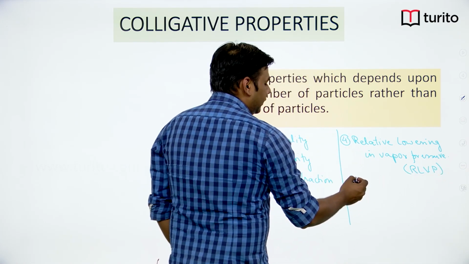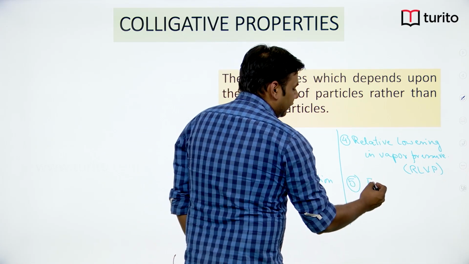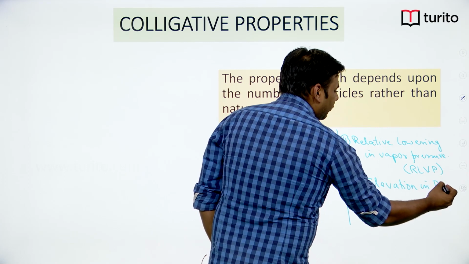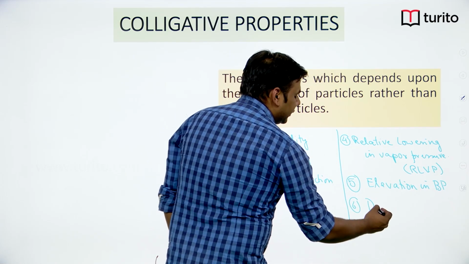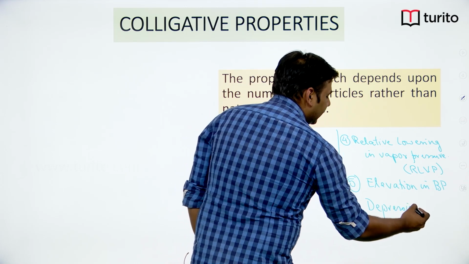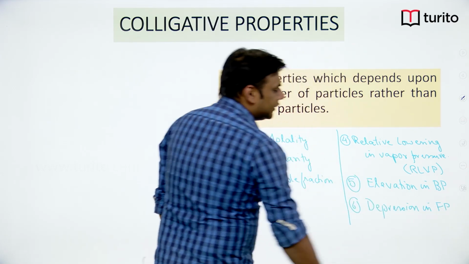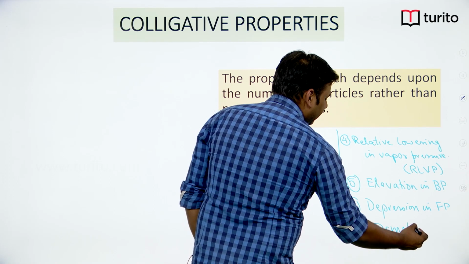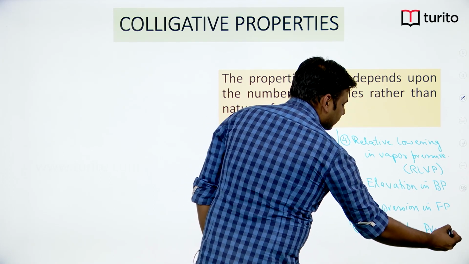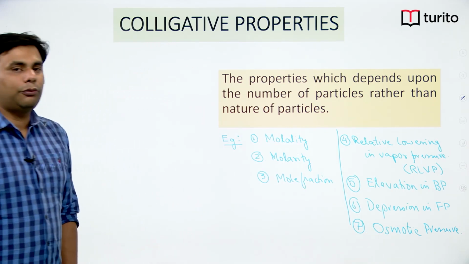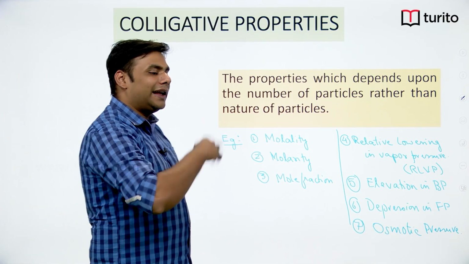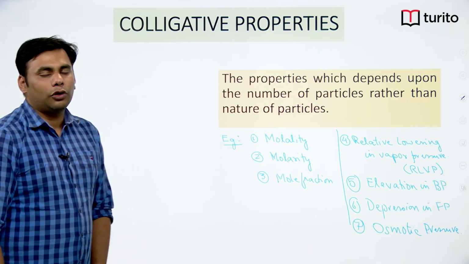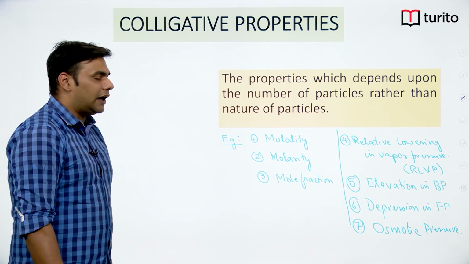The next colligative property is elevation in boiling point. We are going to discuss this in today's lecture as well. The next is depression in freezing point, and the last is osmotic pressure. So we are going to discuss all these properties. Just write it down, have a note of this. The properties which depend only on the number of particles rather than the nature of the particles are called colligative properties. Here are some examples of the properties which are termed colligative properties.